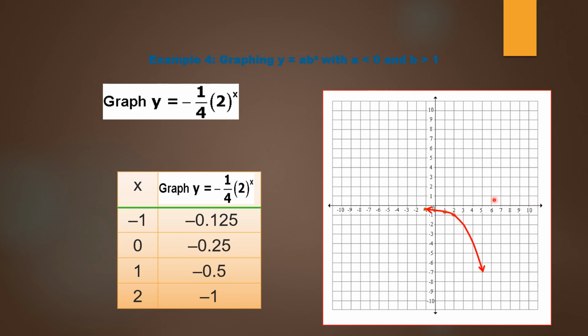And do not forget, the x-axis is the boundary of the graph or asymptote, as we mentioned before. The graph cannot touch or cut the x-axis. So our graph here goes down because of the negative, and the graph cannot touch the x-axis because the x-axis here is called the asymptote or the boundary of the graph.